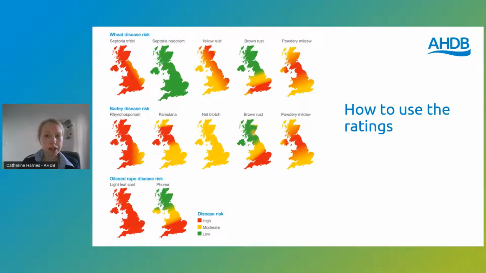But you should also keep your ear to the ground for local reports of disease and consider these risks. For example, this map shows that the west of the UK is only medium risk for yellow rust in wheat. And that used to be the case, but we're now getting more and more reports of this disease in the west and even in Northern Ireland. Next slide, please.